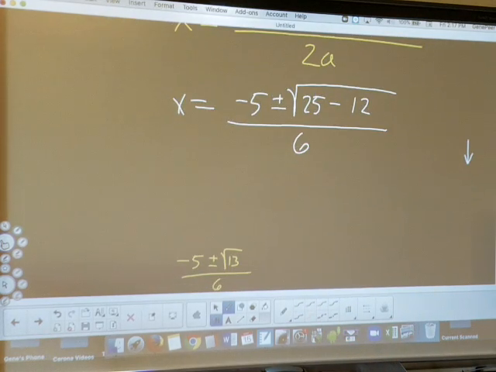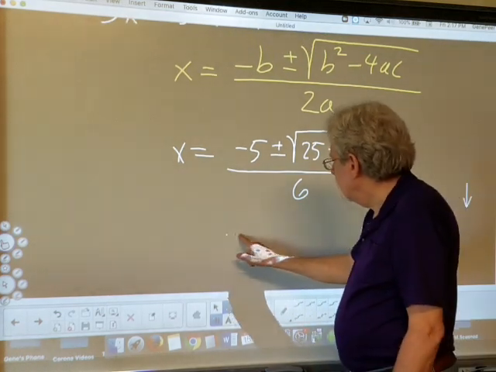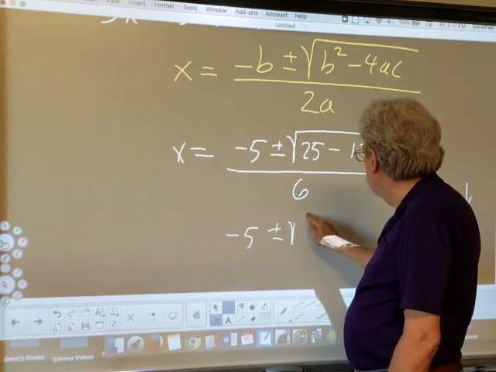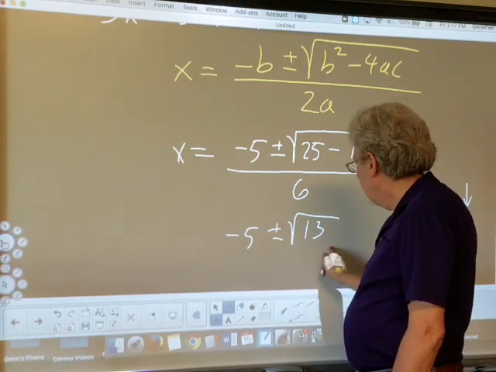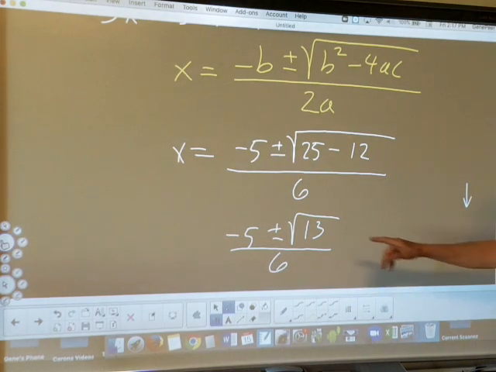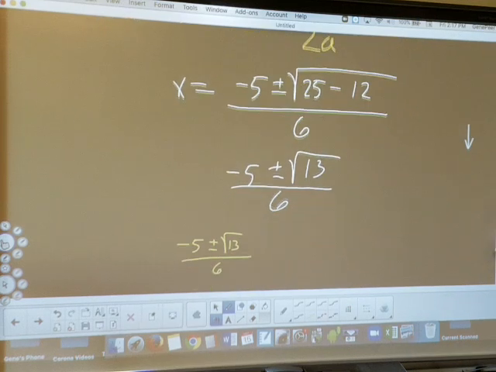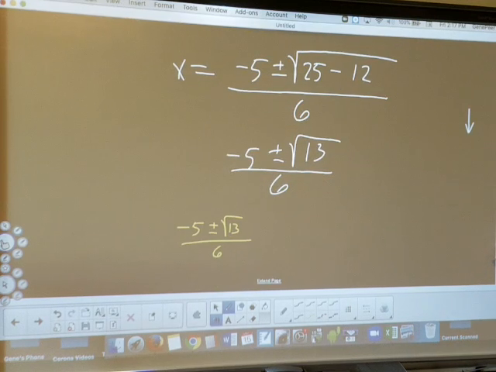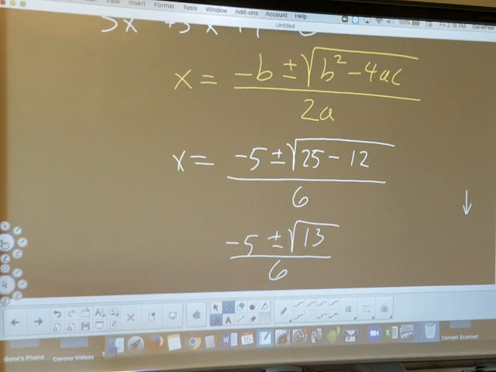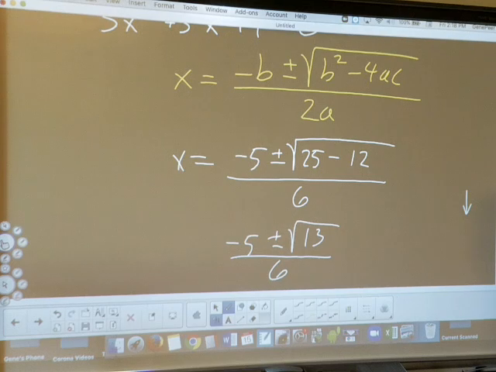From there we just simplify. So what do we have now? -5 plus or minus the square root of 13 over 6. Because that's irrational, we're done. Yeah, we could plug it into a calculator and get our 2 approximations. But we're done. Yep, -5 plus or minus square root of 13 over 6. Done. See how easy that is? This would not be factorable. How do I know it's not factorable? Because we get irrational answers. That tells me it would not be factorable.